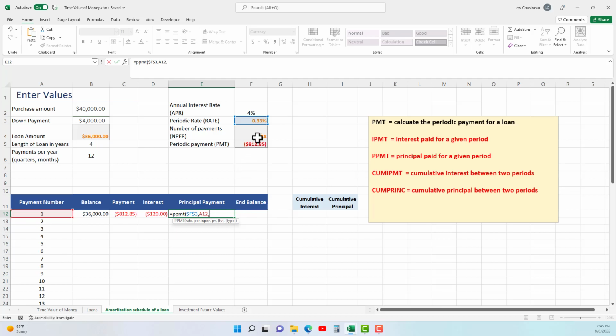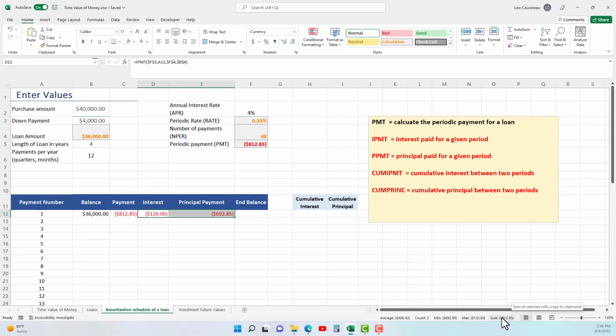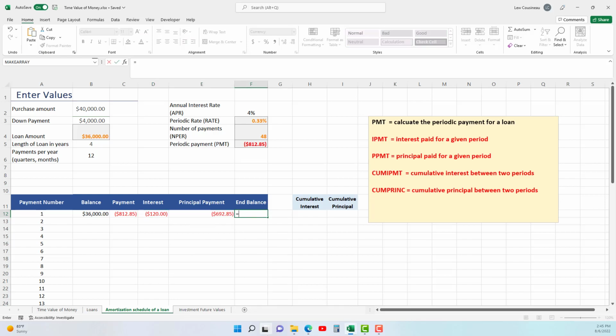And how many periods in the loan? 48. That doesn't change, absolute it. And what's the present value of the loan? $36,000. That doesn't change. Absolute it. Future value will be 0. Type is 0. Just hit enter. And there's our answer. If I select these two cells and look at the sum, it's $812.85. And notice that's our payment. So like I said, we could have subtracted those to get the same answer, but whatever. Now, what is the ending balance after that payment? Well, we take the beginning, and in this case, we're going to subtract the amount that went towards the principal.